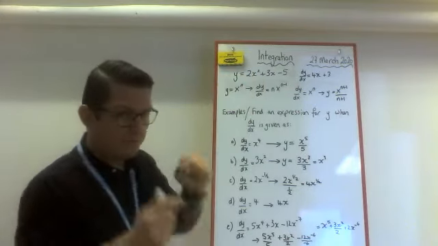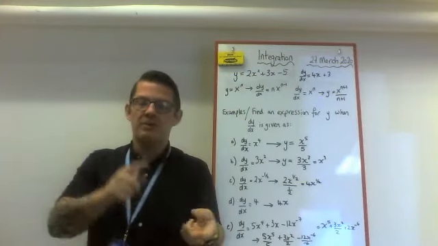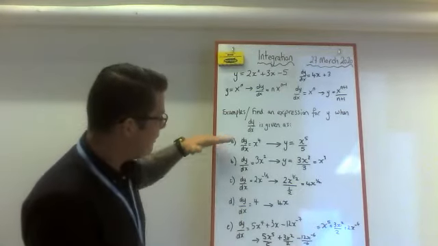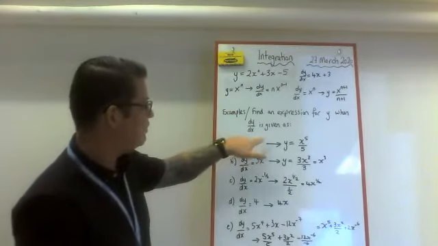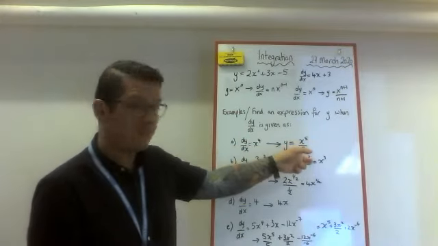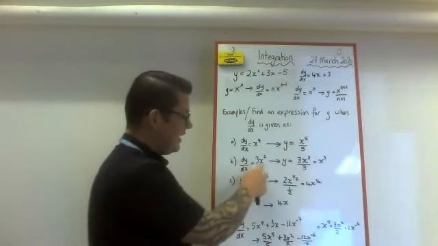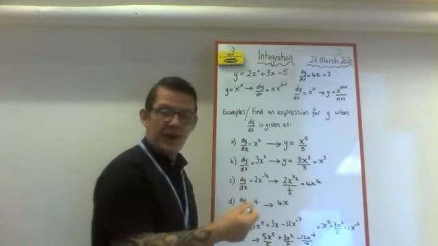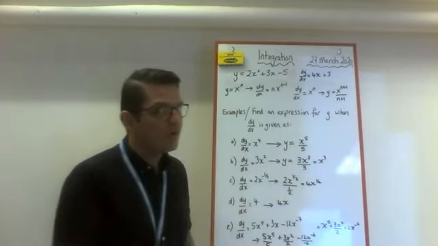Things to remember. First off, the rule. Add 1 to the power, divide by the new power. That's all you do every time. When I went through these examples, I added 1 to the power, it becomes a 5, and is divided by a 5. Here, x squared, I added 1 to the power, it becomes x cubed, and I divided by my new power 3, and so on.